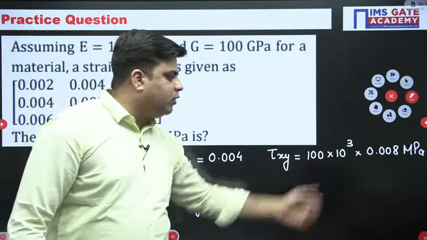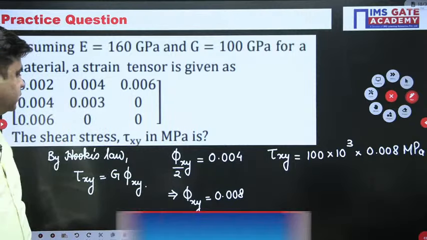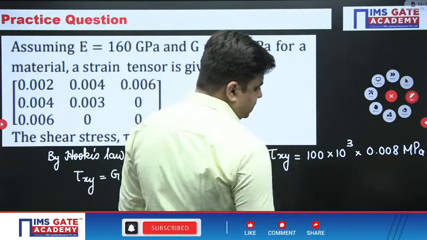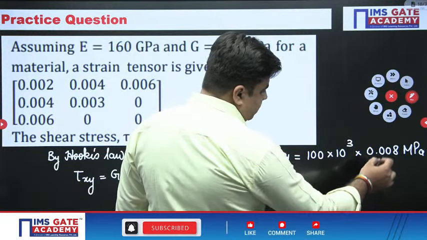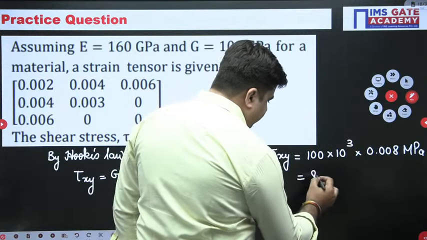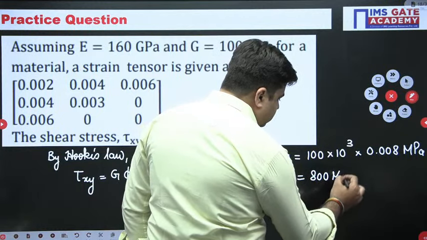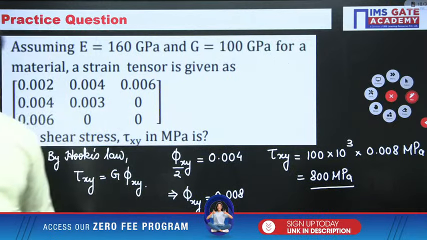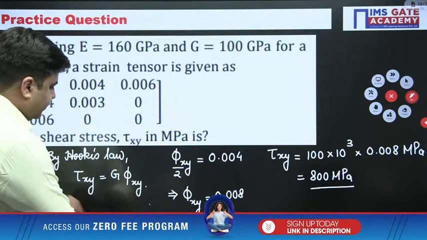Give me the value of tau xy quickly. Please tell me the value of tau xy. This 10 raised to power 3 and this 10 raised to power minus 3 will cancel out. You have 8 into 100, so I think this will be 800 megapascal. Just check this out. Is it coming out as 800 megapascal? Yeah, so this is 800 megapascal. Okay, let's move ahead.